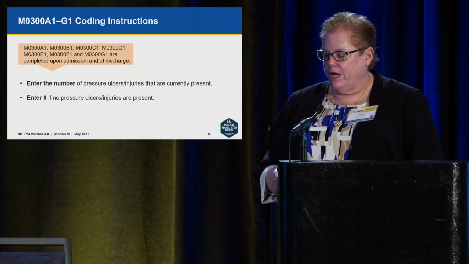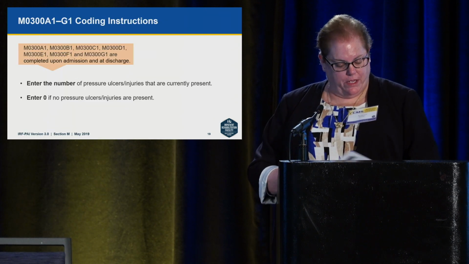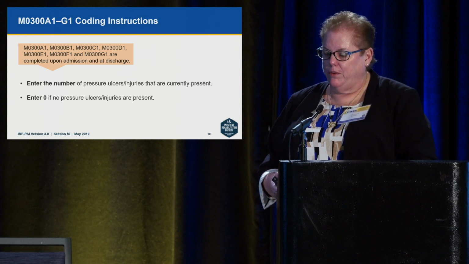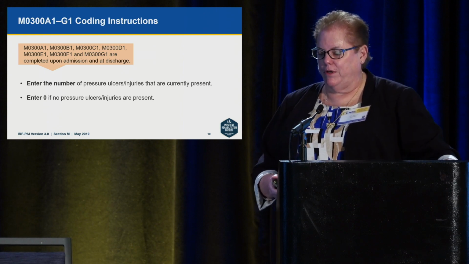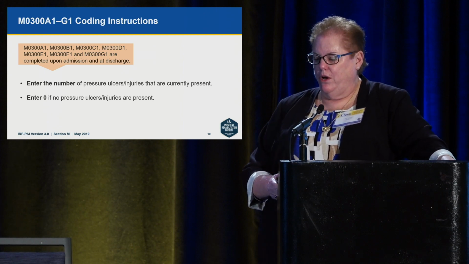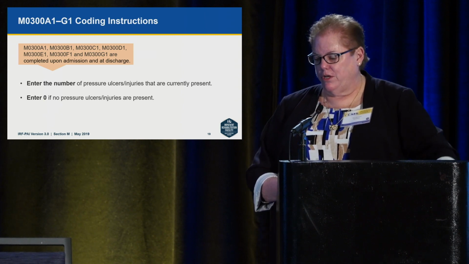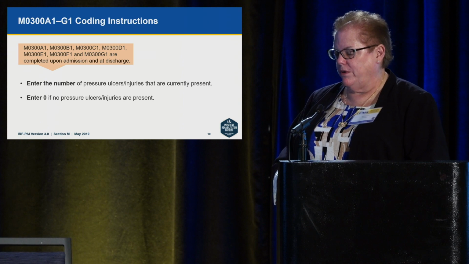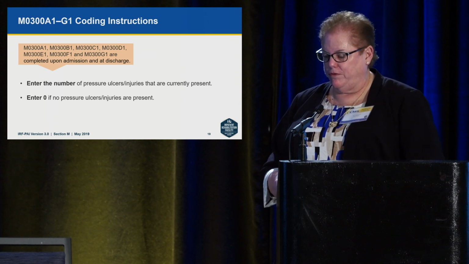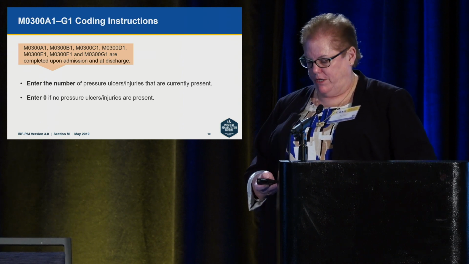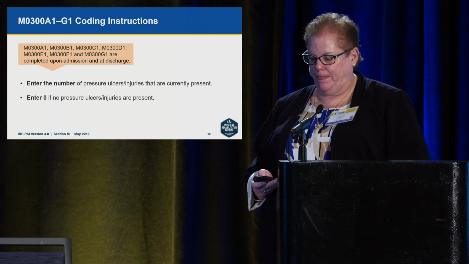So this is a screenshot, here we go. And then in the coding here, we talked about these. M0300A1 through G1 are completed upon admission and at discharge. You want to enter the number of pressure ulcers or injuries that are currently present, and enter 0 if no pressure ulcers or injuries are present in that item.